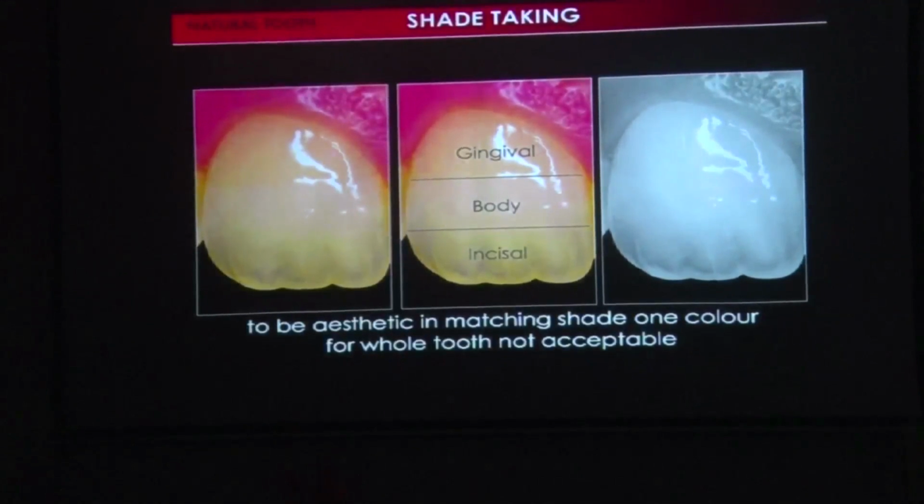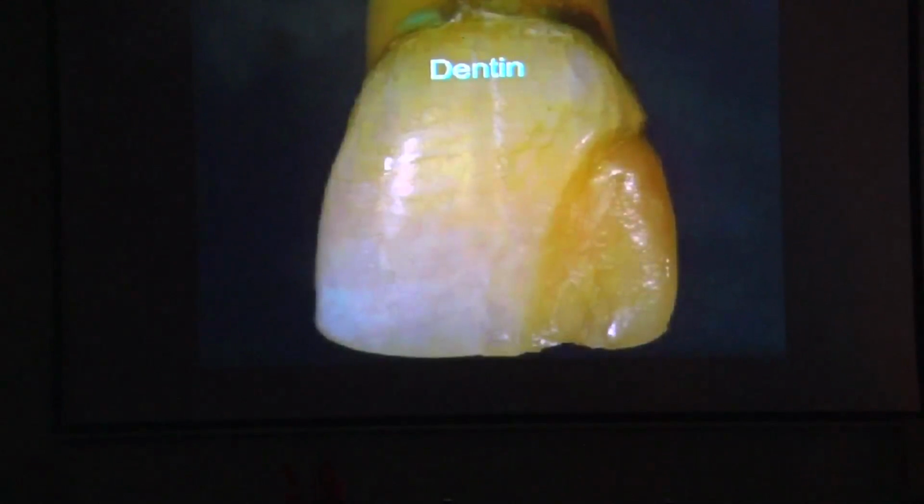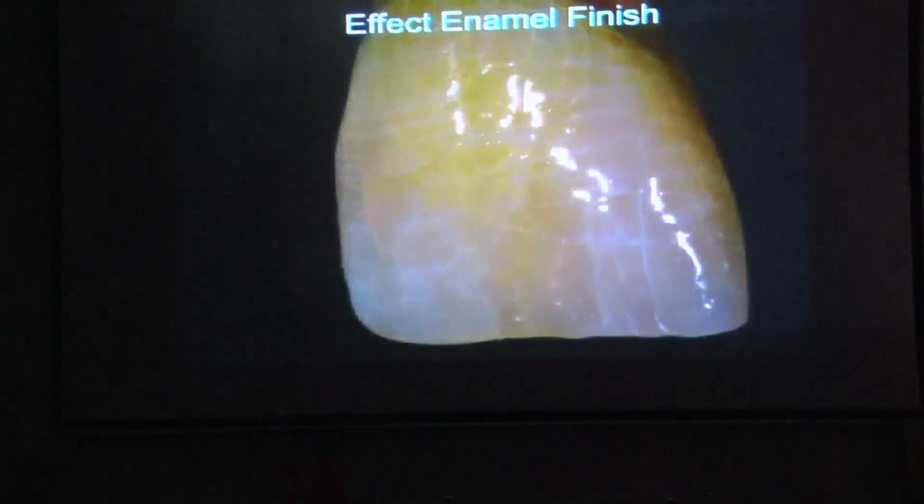So the whole idea for aesthetics is you have to make the tooth look polychromatic. Give more colors to the tooth. This is one of the works done by my postgraduate. If you see dentine here, this is exactly what we follow. Follow histology. Keep it thicker here. As you come down, taper it. And then place your enamel. So you get a seamless, beautiful finish.